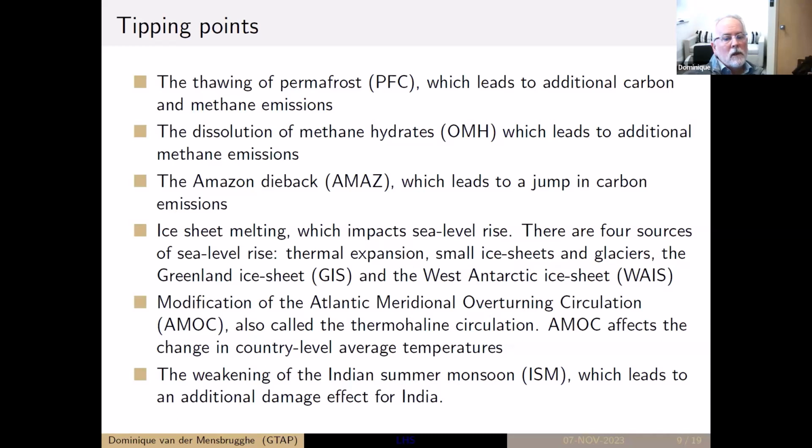I'm only going to focus on 2 parts of the META 21 model. I'm going to focus on the energy balance module, which determines the change in temperature, and on the dissolution of methane hydrates.